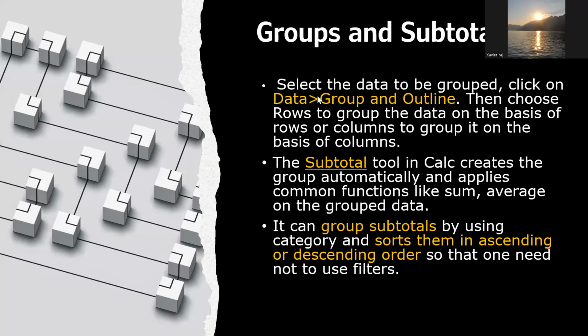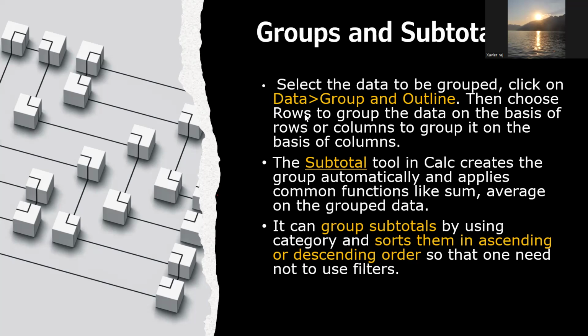Select the data to be grouped, the data you want to group. For example, 30 students are there in your class, and all 30 students' marks are entered in one sheet. We want to know the total of a particular subject, the maximum mark, the minimum mark, and the average of that subject. In that situation, we use group and subtotal, which is present under Data, group and outline.